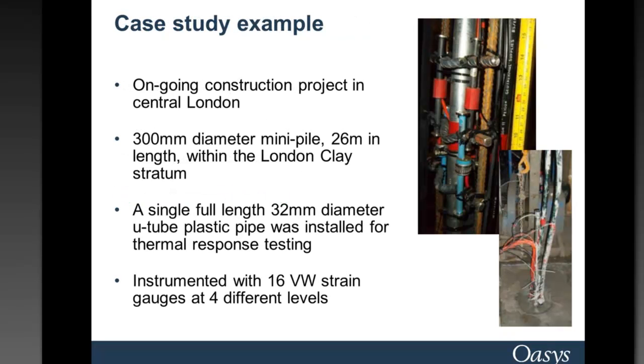So the case study is taken from an ongoing construction project in London where we were asked to look at the feasibility of thermal piles as part of the foundation scheme. We installed a 300 millimeter diameter mini pile into the London clay, and as part of the installation we installed a plastic U-tube pipe, and also 4 levels of vibrating wire strain gauges were installed to look at the effects of heating and cooling the thermal mini pile.